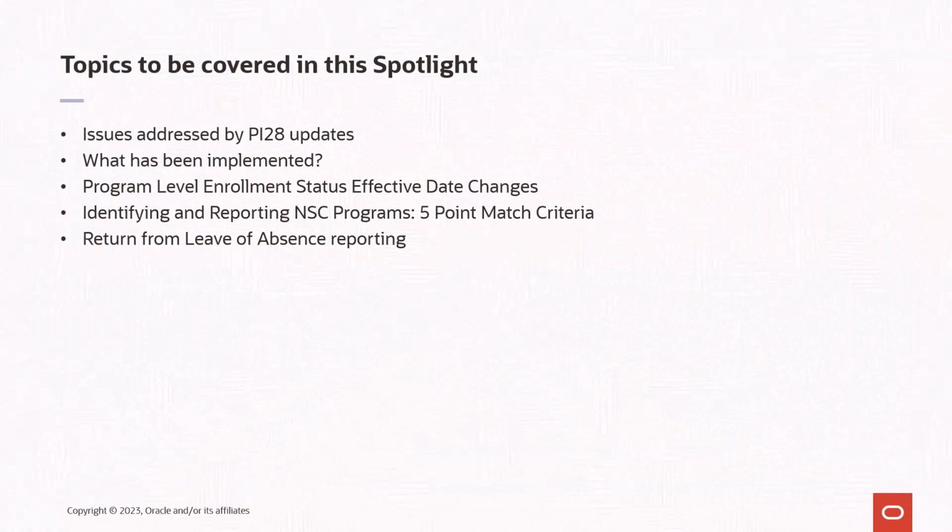We'll cover the following topics in the spotlight. First of all, we'll take a look at the issues that were addressed in PERM 28 and the changes that were introduced to address those issues. Then we'll take a closer look at how these updates can be used in the following areas of NSC reporting. Reporting program level enrollment status effective date changes, identifying and reporting NSC programs using the NSC 5-point match criteria, and finally, we'll look at return from leave of absence reporting.